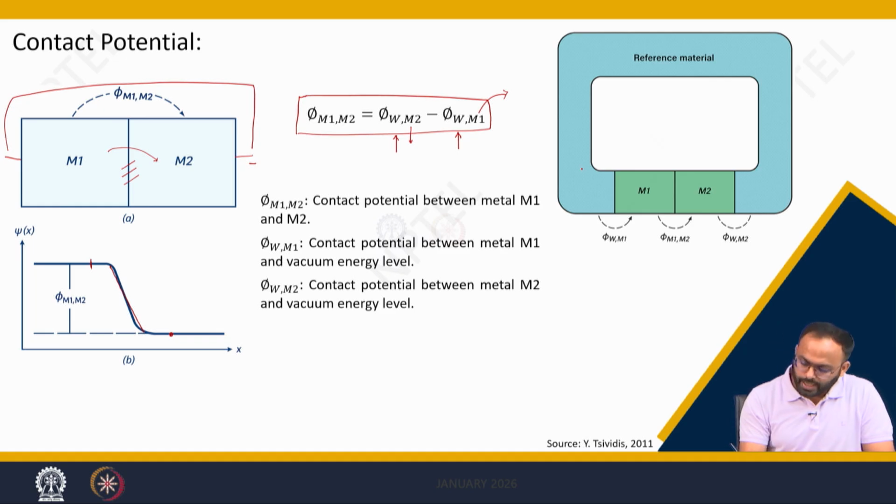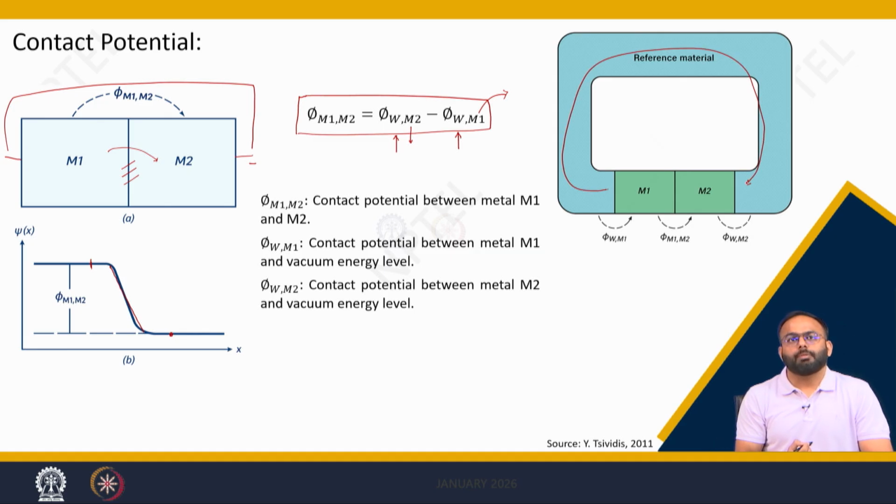No, we can use any reference material to measure the contact potential, but we will see whether we can measure the contact potential by a voltmeter or not. So, if you connect this reference material with M1, there will be a contact potential between this reference material and M1. Similarly, there will be a contact potential between this reference material and M2.